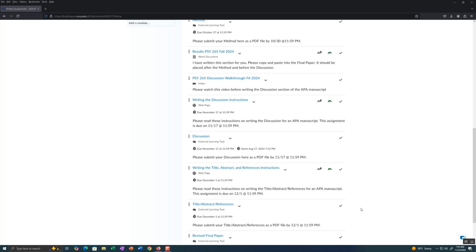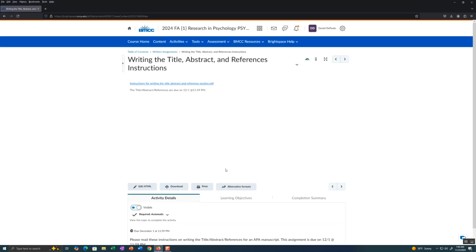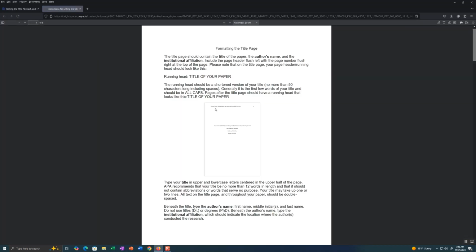And today we're going to be talking about how to write the title, the abstract, and the references. So let's click on the instructions here, and we'll go through how to do this, a relatively straightforward part of the manuscript. I mean, the abstract can be a little bit tricky, but the references and the title page are pretty straightforward.